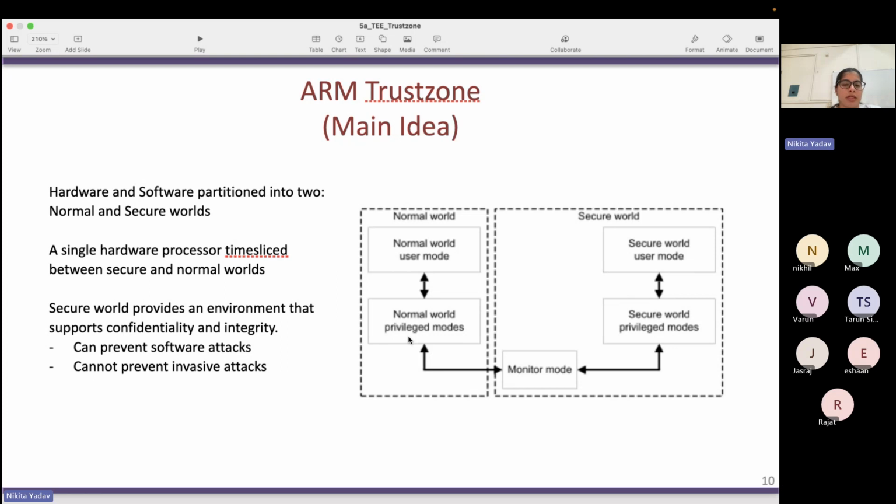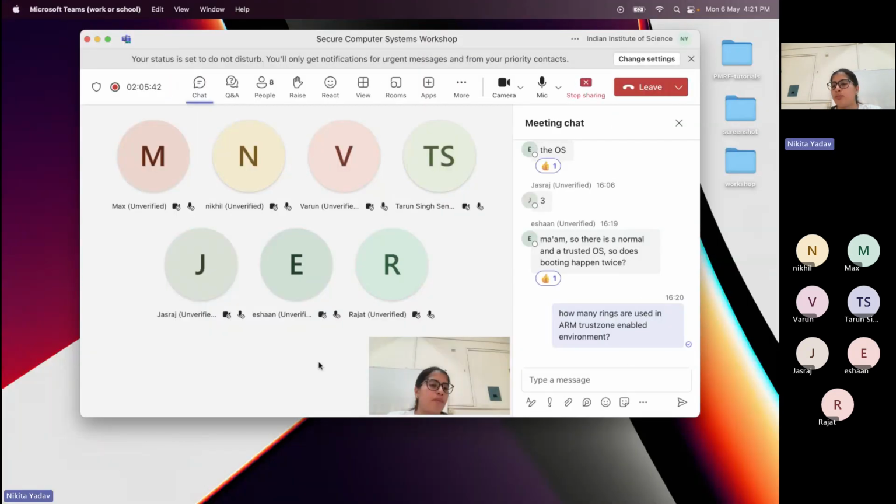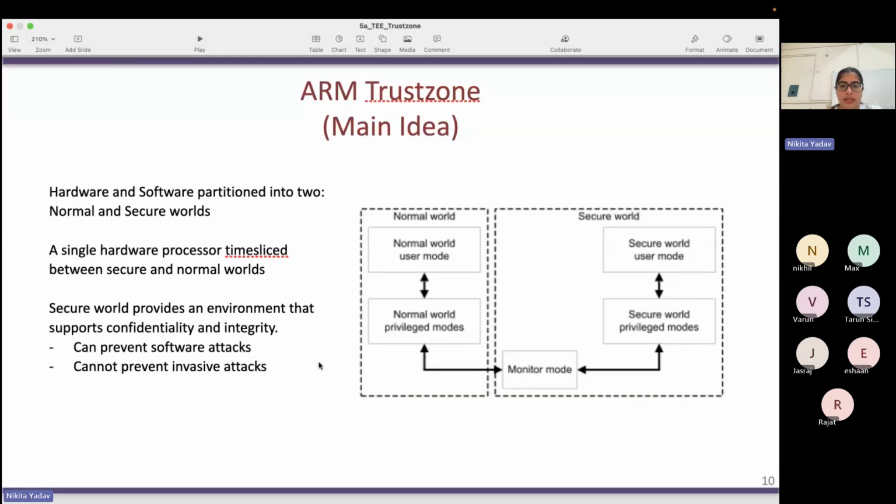What do I mean by pass control is basically then it is going to ask the processor to switch to normal world and start with the boot up of the normal OS. So that I will come back to again in the end. Hopefully, then it will become more clear if it's not clear now. But yes, there are two OSs and they will be booted up separately.